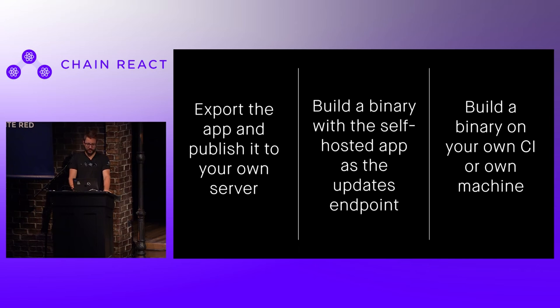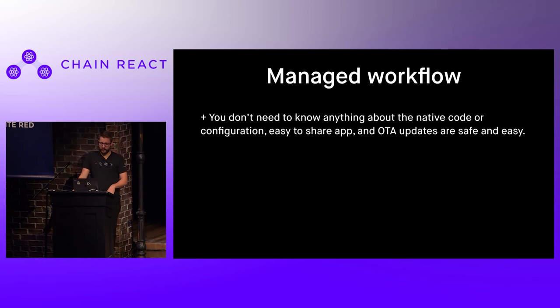If you want to run the native build on your own machine or on your own CI server, the build service is actually just an open source tool, and we have guides for helping you set it up on Circle CI and other popular CI services. So you don't actually need to use our services directly if you'd rather just use the tools in your own infrastructure. So with managed workflow, you don't really need to know a lot about native code or configuration.